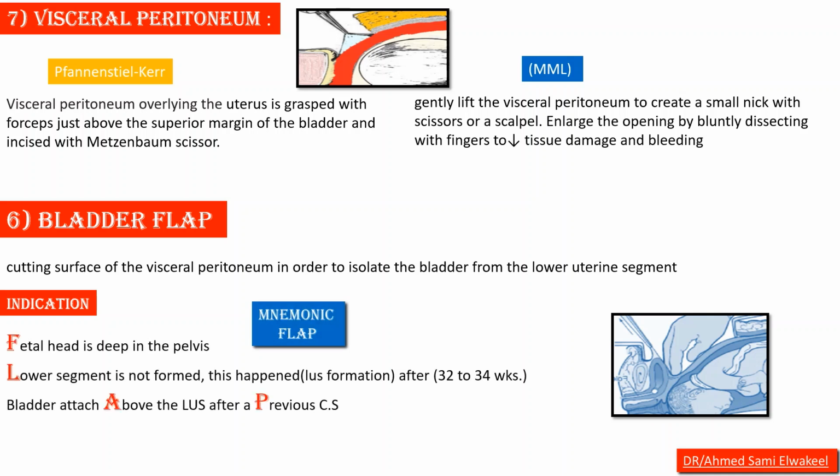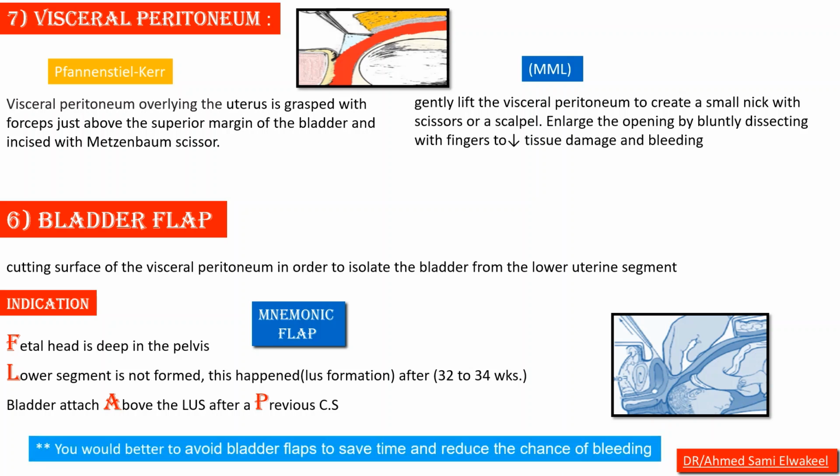Indication of bladder flap: F for fetal head, when the fetal head is deeply in the pelvis. L for lower segment, if not formed. This happens after 32 to 34 weeks. P for previous caesarean section, when the bladder is attached above the lower uterine segment. You had better avoid a bladder flap to save time and reduce the chance of bleeding, according to guideline.